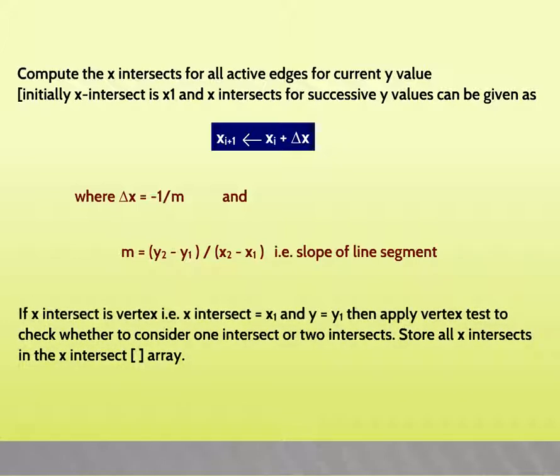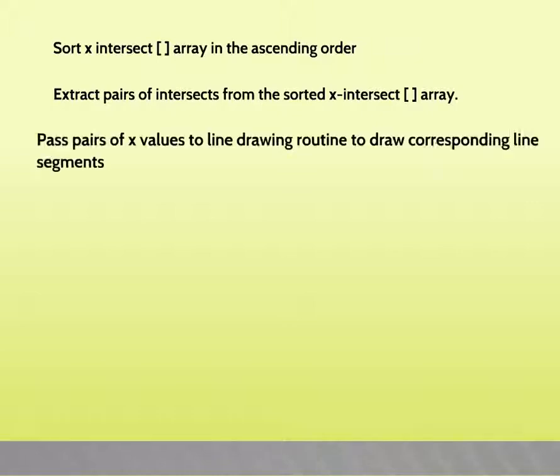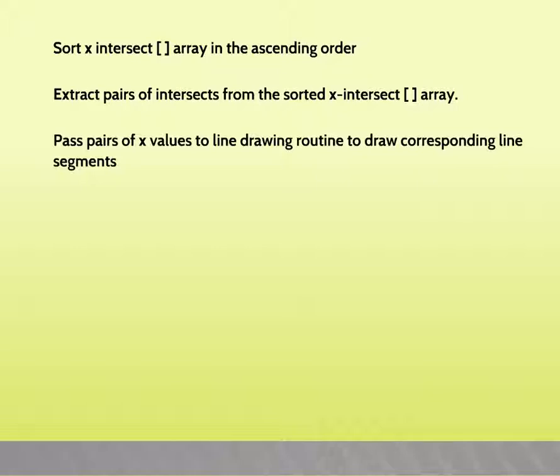If x-intersect is a vertex, that is, x-intersect is equal to x1 and y is equal to y1, then apply the vertex test to check whether to consider one intersect or two intersects. Store all x intersects in the x intersect array. Sort the x intersect array in ascending order. Extract pairs of intersects from the sorted x intersect array. Pass pairs of x values to the line drawing routine to draw the corresponding line segments.